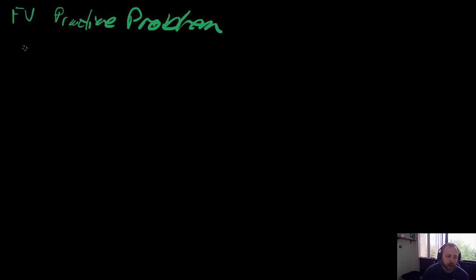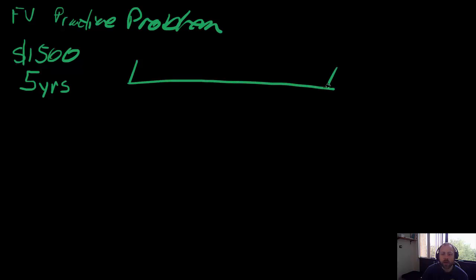Here we go. All right, let's pretend that you have today $1,500 in your wallet, and you want to put it into a bank account, and you want to leave it there for, say, 5 years. All right, so let's draw a little timeline here that looks like 5 years. Okay, 0. We always start at 0. 1, 2, 3, 4, 5. Not exactly to scale, but there we go.